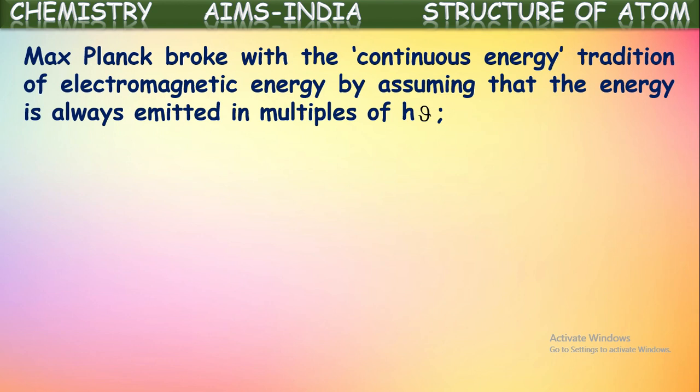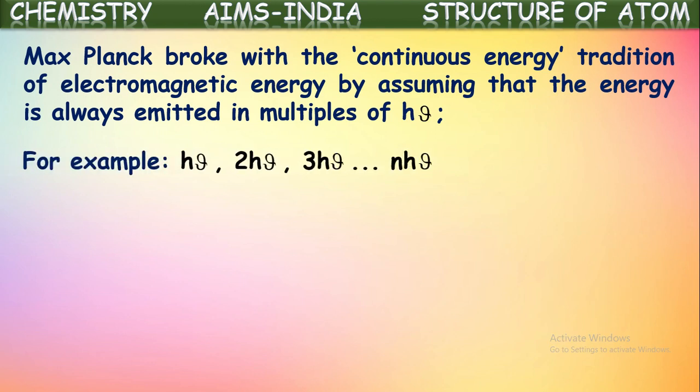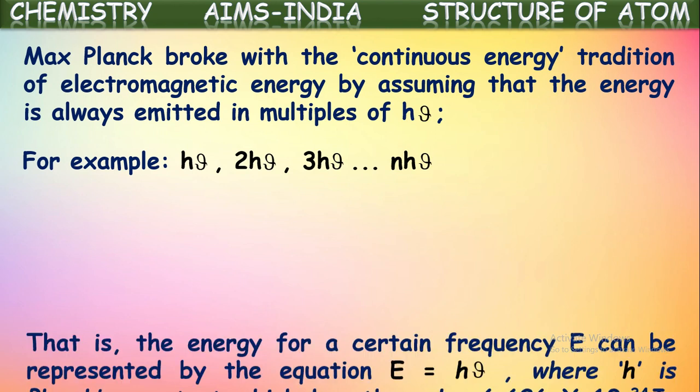It is in the form of small packets. These small packets of energy are called quanta or photons. The energy of each photon or quantum is equal to h nu. So he assumed that the energy is always emitted in multiples of h nu. For example, 1 h nu, 2 h nu, 3 h nu, and so on till n h nu. In this way, the energy is emitted in multiples of h nu.